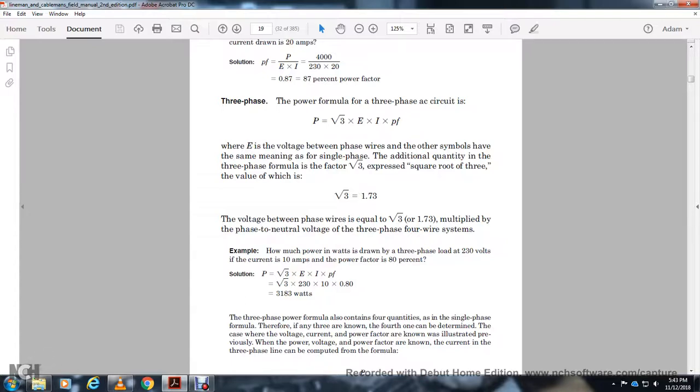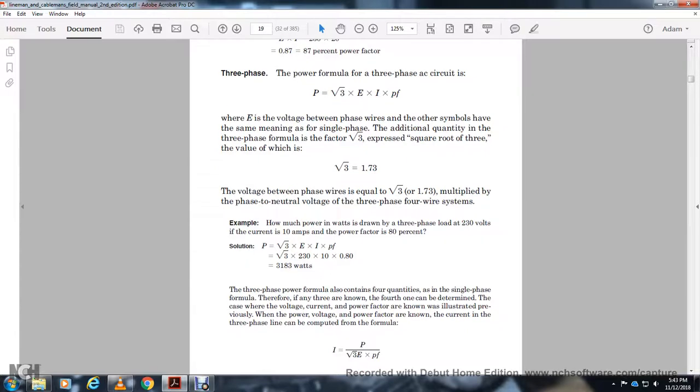The three-phase power formula contains the four quantities of the single-phase form, therefore they are known with the power, voltage, current, and power factor illustrated previously. The current of the three-phase load is computed from the formula: amps is equal to the power over the square root of 3 times the volts times the power factor.